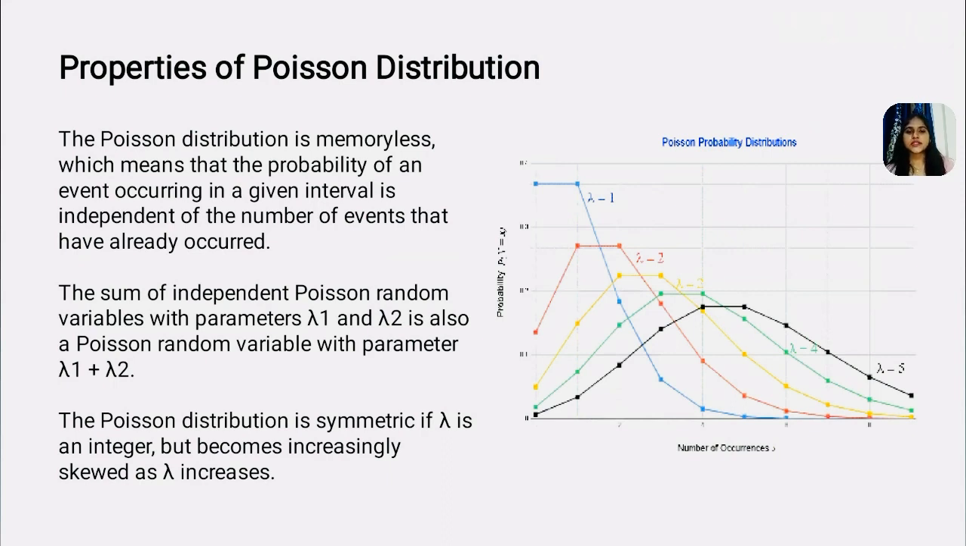Properties of Poisson distribution. The Poisson distribution is memoryless, which means the probability of an event occurring in a given interval is independent of the number of events that have already occurred. The sum of independent Poisson random variables with parameters lambda 1 and lambda 2 is also a Poisson random variable with parameter lambda 1 plus lambda 2. The Poisson distribution is symmetric if lambda is an integer but becomes increasingly skewed as lambda increases.